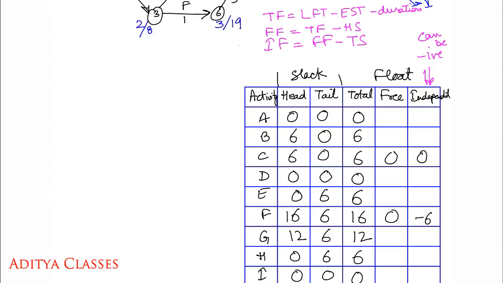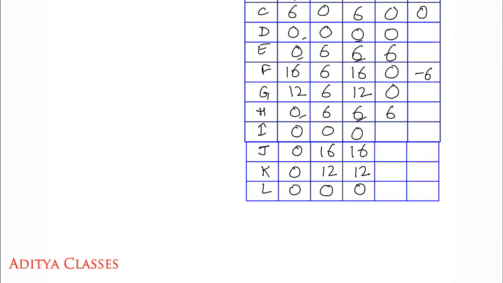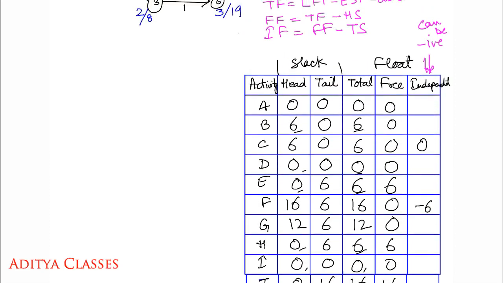0 minus 0. 6 minus 6. 0 minus 0. 6 minus 0. 12 minus 12 is 0. 6 minus 0 for H would give me a 6. Again we have a 0 and 0. 16 minus 0 will give me a 16. 12 minus 0 would give me a 12, and the last one would be 0. So we are done with free floats.